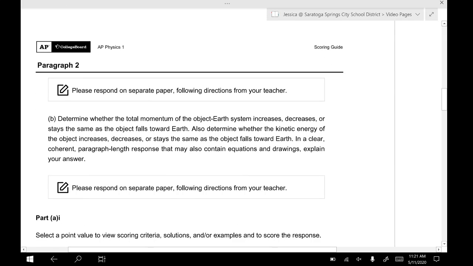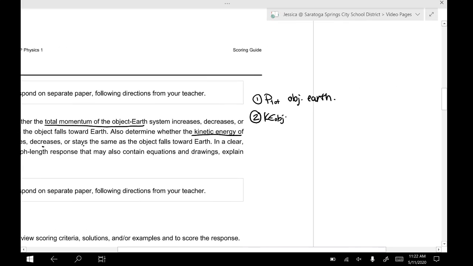So then in part B, I need to determine whether the total momentum of the object Earth system increases, decreases, or stays the same. So one, I need to think about P total for object Earth. And then determine whether the kinetic energy of the object, so I need KE object, increases, decreases, or stays the same as the object falls towards Earth.